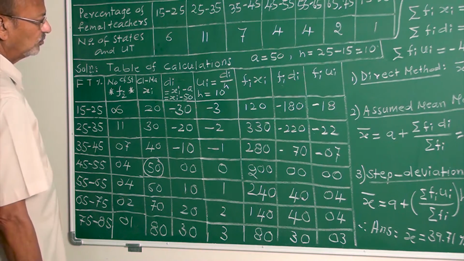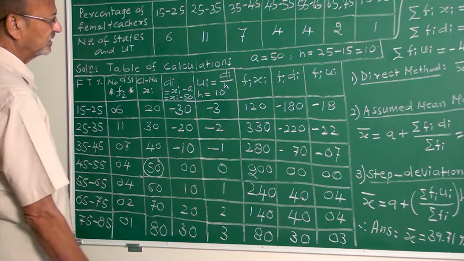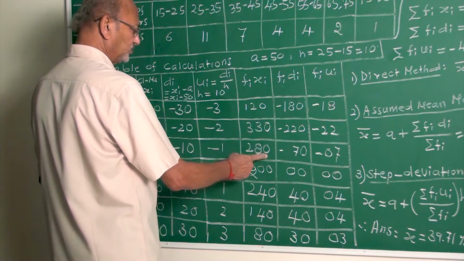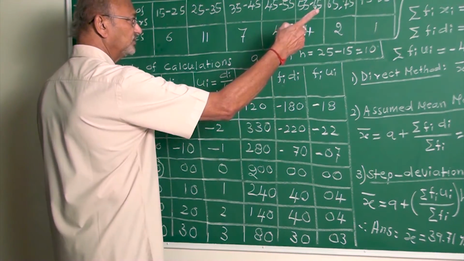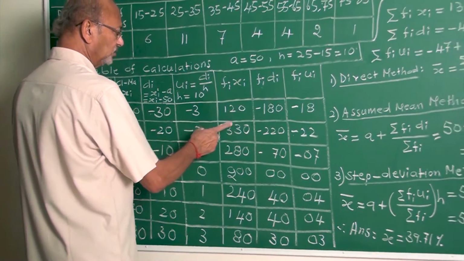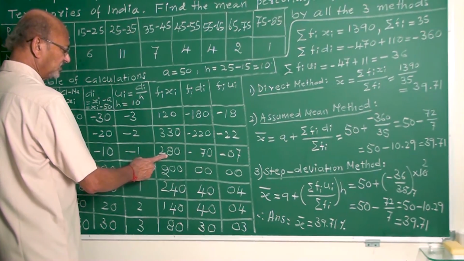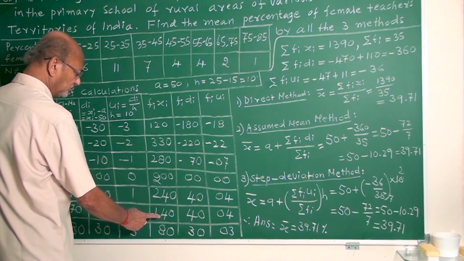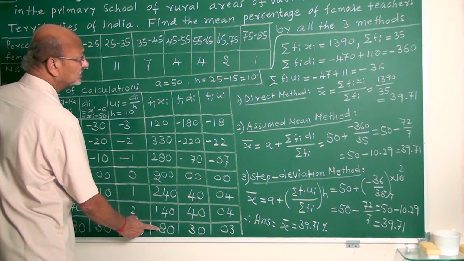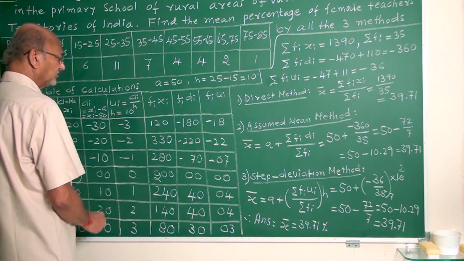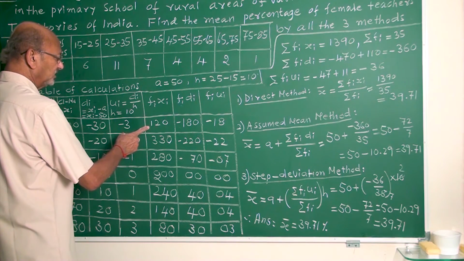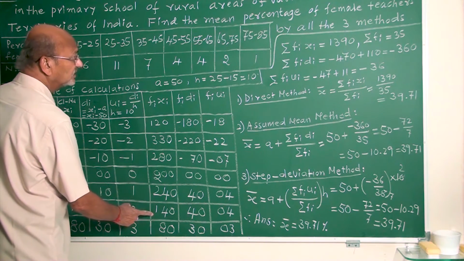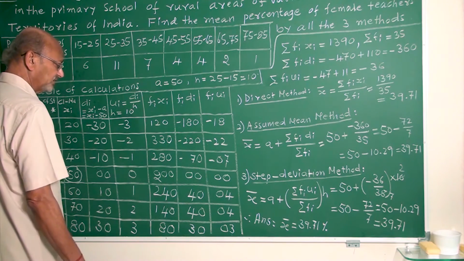Then you have to go for the summation of all three. Sigma fi xi first. Adding up the column: 2 plus 3, 5, 5 plus 8, 13, 13 plus 0, 13 plus 4, 17, 17 plus 4 is 21, plus 8 is 29. The total is 1390.